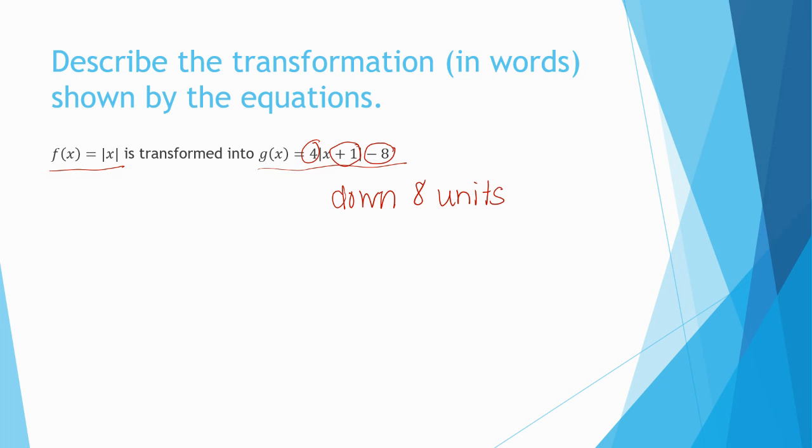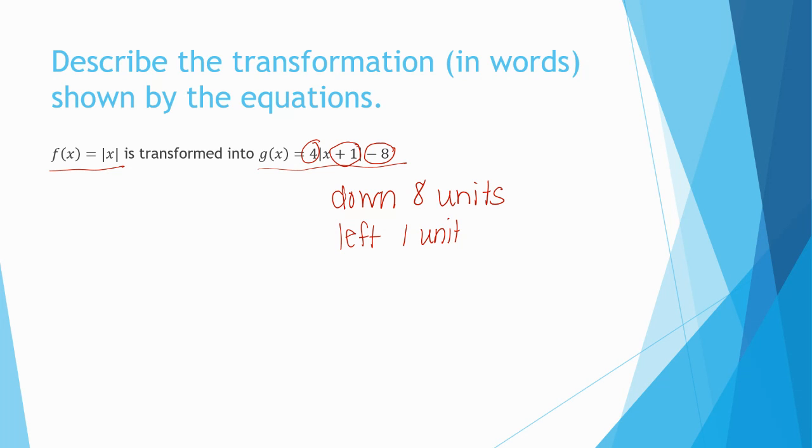Anytime I'm adding or subtracting outside the brackets, I'm up or down. Inside the brackets is left or right. And because this is a +1, I know that I have moved the graph left 1 unit. Remember that it's always the opposite. Plus is left, minus is right.